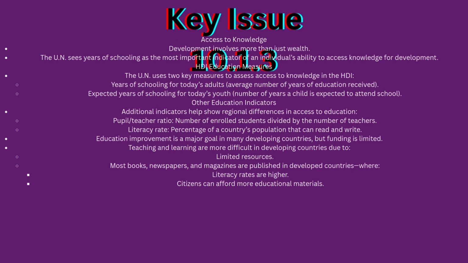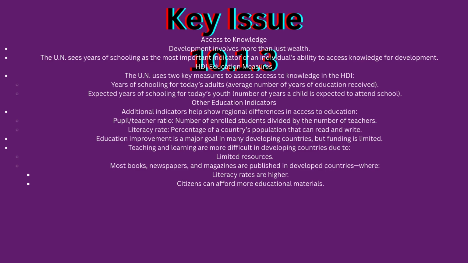Development is about more than wealth. The UN considers years of schooling to be the most critical measure of the ability of an individual to gain access to knowledge needed for development. To form the access to knowledge component of HDI, the UN combines 2 measures of years of schooling: years of schooling for today's adults and expected years of schooling for today's youth.